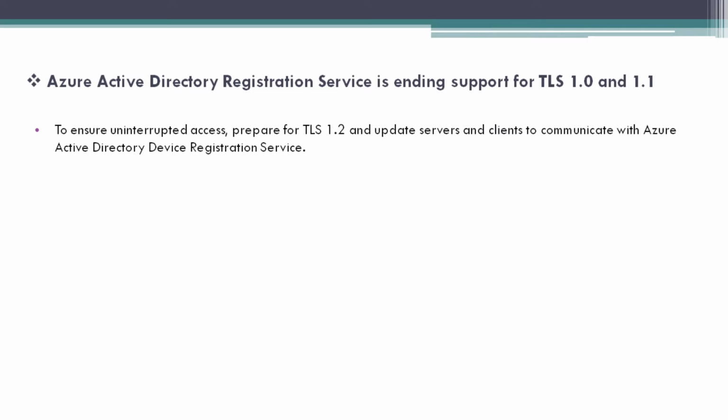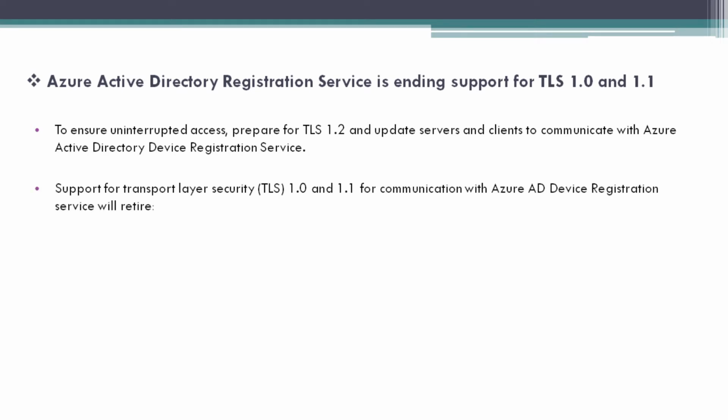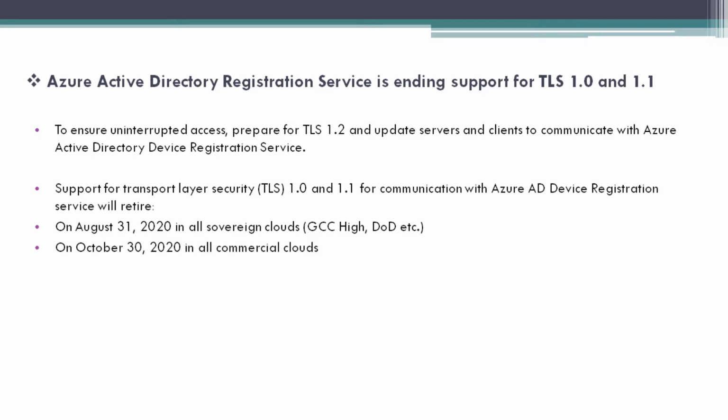So moving to the next, Azure Active Directory Registration Service is ending support for TLS 1.0 and 1.1. To ensure uninterrupted access, prepare for TLS 1.2 and update servers and clients to communicate with Azure Active Directory Device Registration Service. Support for Transport Layer Security TLS 1.0 and 1.1 for communication with Azure AD Device Registration Service will retire on 31st August 2020 in all sovereign clouds and on 30th October 2020 in all commercial clouds.